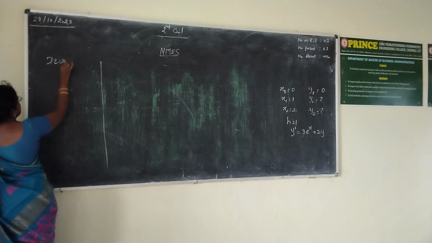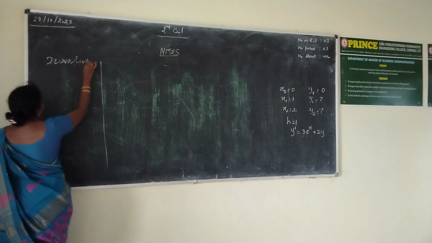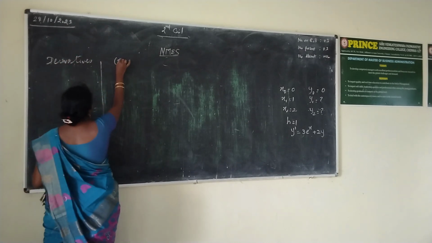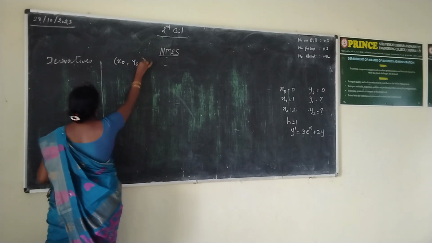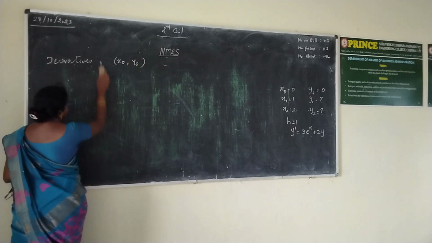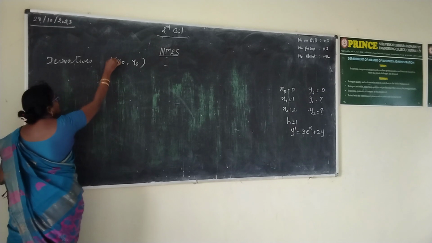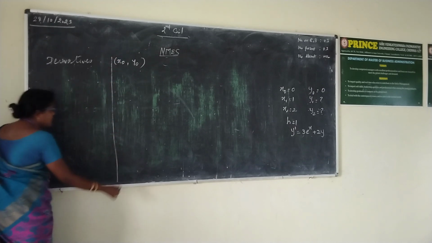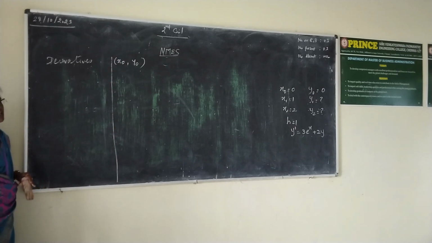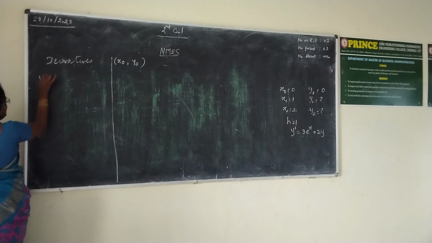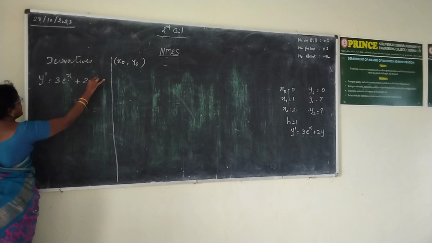General derivatives. Next you are going to find the derivatives at the point x0, y0. Start with the given derivative y dash equal to 3 e power x plus 2y.